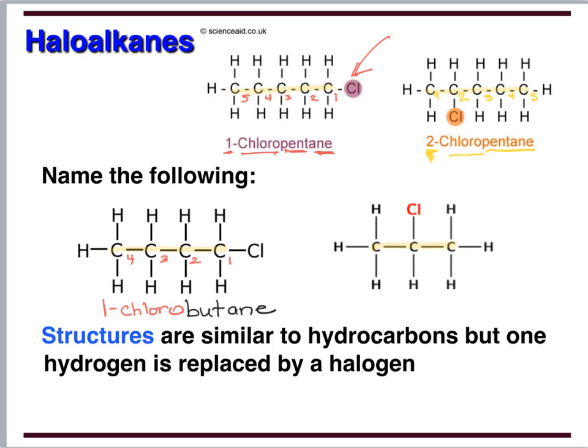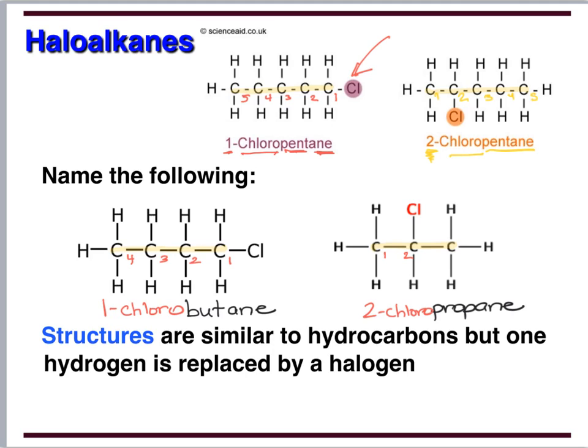And I know that 3 is prop, so it's propane. Now, we know in the double bond and triple bonds, we didn't ever have to have a number with propane, but here we do, because it could be on carbon number 1 or carbon number 2. So in this instance, it doesn't matter what end I number it from, it's going to be carbon number 2. So that's 2-chloropropane. Okay? So that's sort of how you name them.